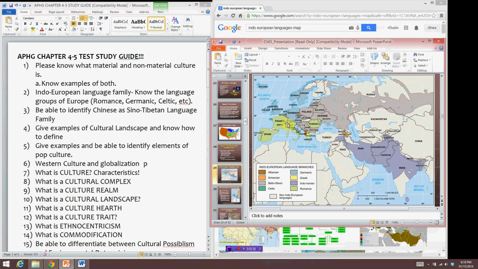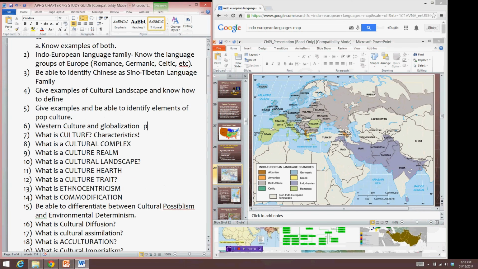So please be aware of this map and just kind of have an idea of what big countries or what regions speak an Indo-European language, because I am going to ask you a question directly related to that. That being said, know that Chinese is a Sino-Tibetan language. It's part of the Sino-Tibetan language family and not Indo-European. I'm going to ask you a question related to that as well.